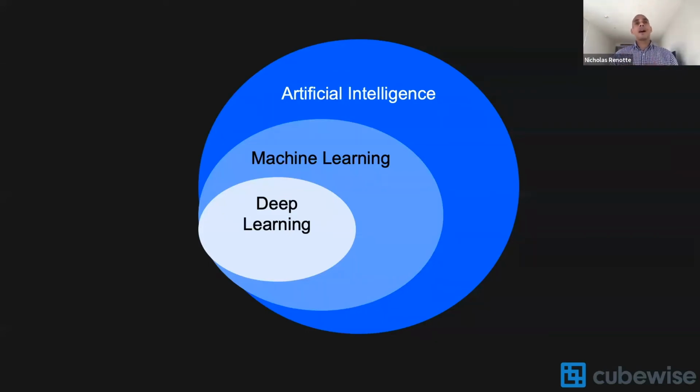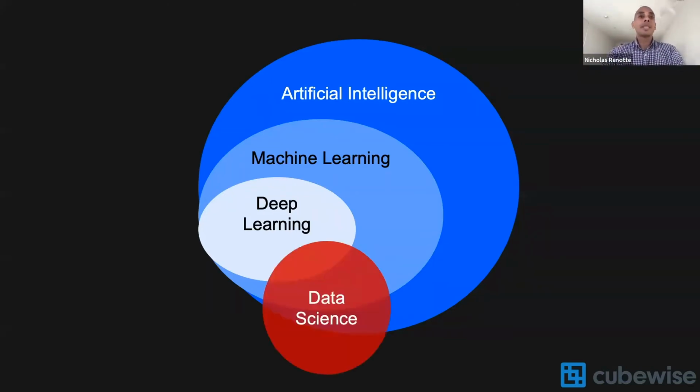Now you're probably thinking, all right, Nick, you've given us AI, you've given us machine learning, you've given us deep learning. Where does data science fit in this big wild world? Well, data science forms an overlap between AI, machine learning, and deep learning. So data science is really the practice of applying AI, machine learning, and deep learning.